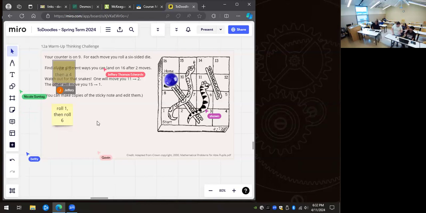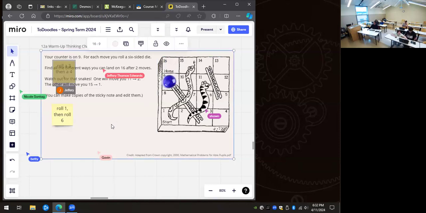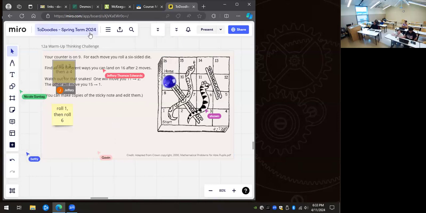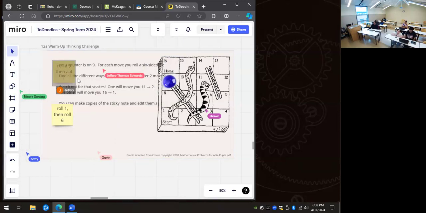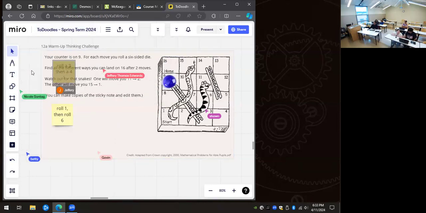Yeah. Roll a 5 and a 2. 1, 2, 3, 4, 5 is safe, and then 2. Yes, 5 and 2 works. I got a 3 and a 4. So you said, roll a 3 and then a 4. Yep, drag yours down over here.